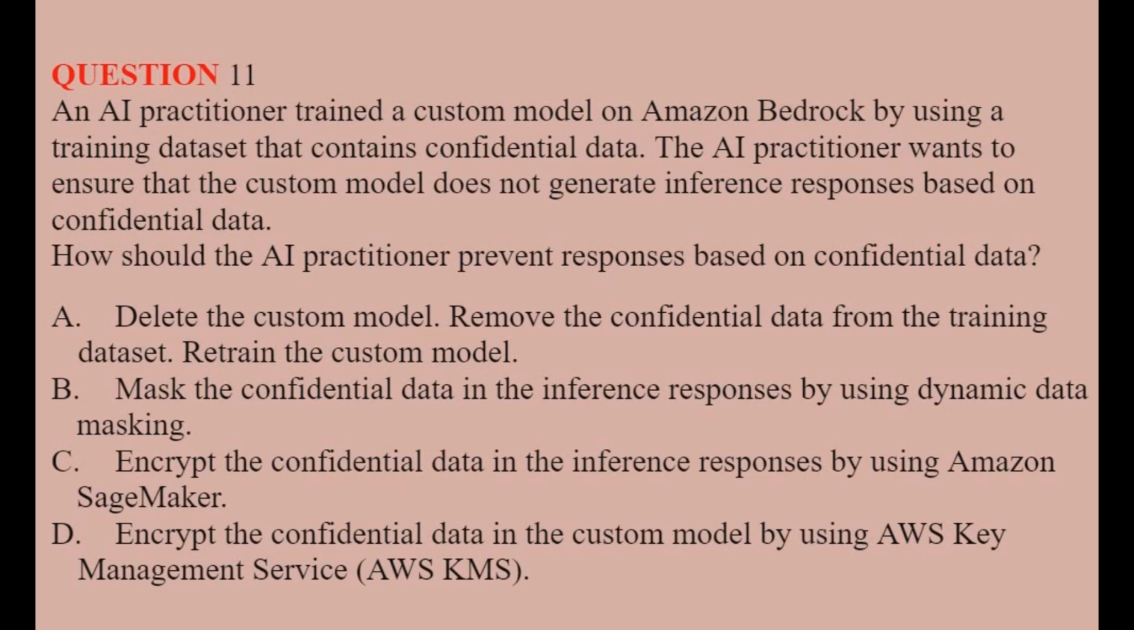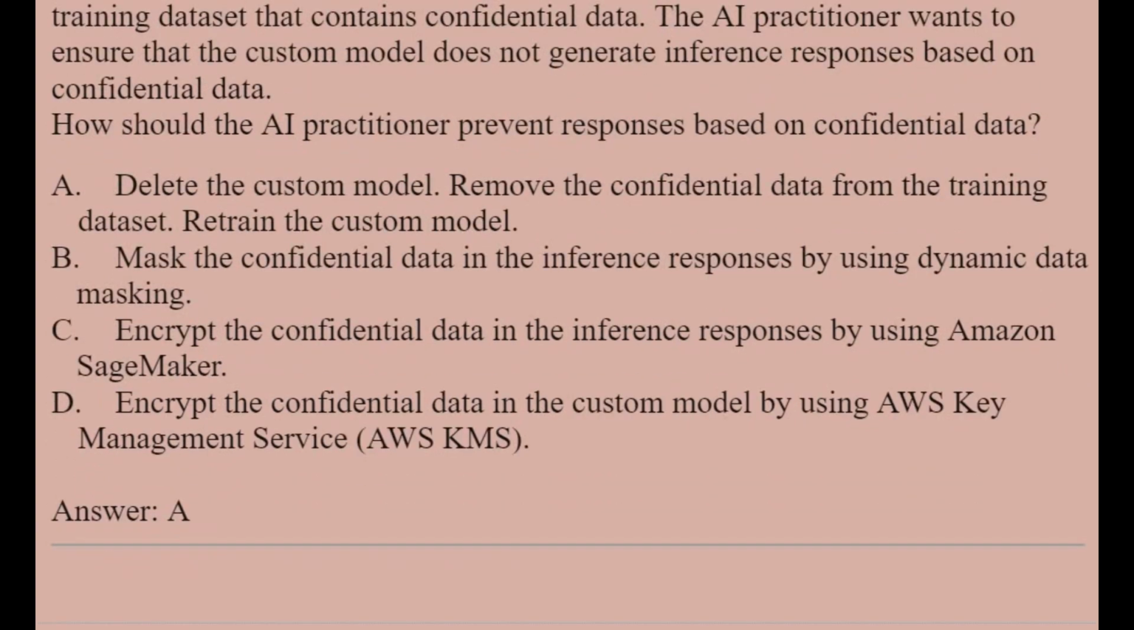Option B. Mask the confidential data in the inference responses by using dynamic data masking. Option C. Encrypt the confidential data in the inference responses by using Amazon SageMaker. Option D. Encrypt the confidential data in the custom model by using AWS Key Management Service, AWS KMS. Correct answer is option A.